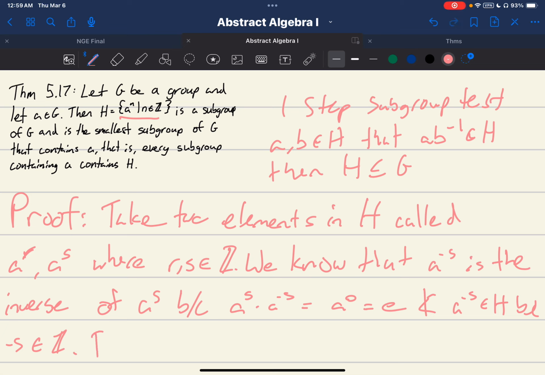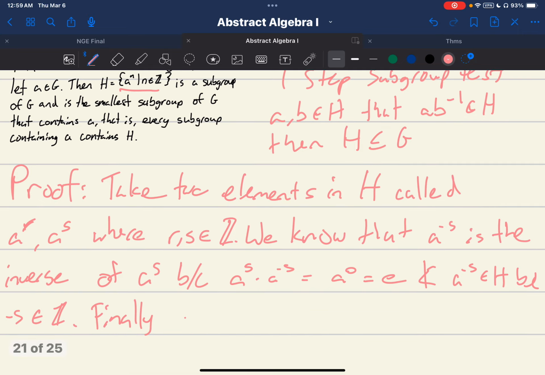So finally, let's just put it all together. a to the r times a to the negative s. This is mirroring our a b inverse, right? That's just going to equal a to the r minus s, thanks to the exponent rules.